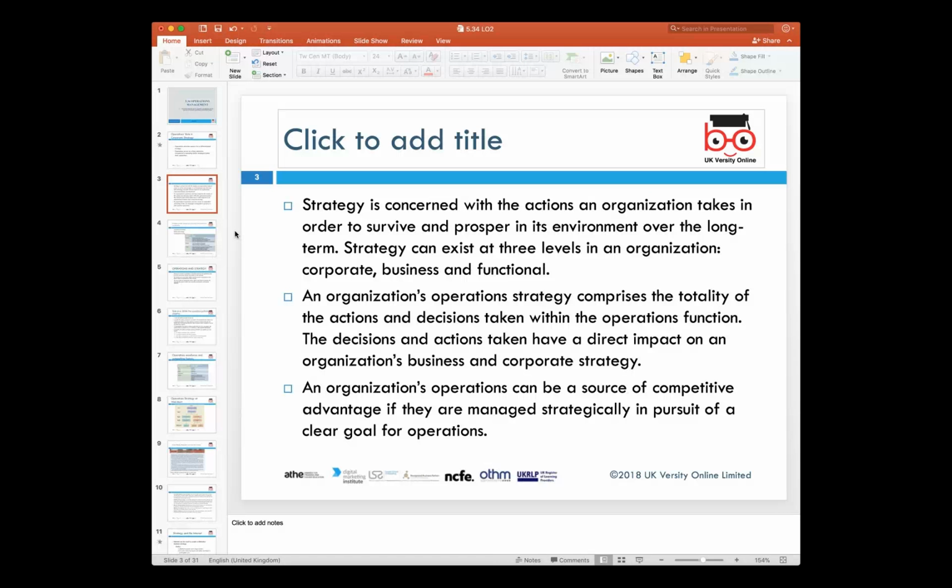Is that okay? Yeah. Now, that is what I've explained in this particular slide. This strategy is more concerned with the actions of the organization in order for them to survive and prosper in an environment over the long term.